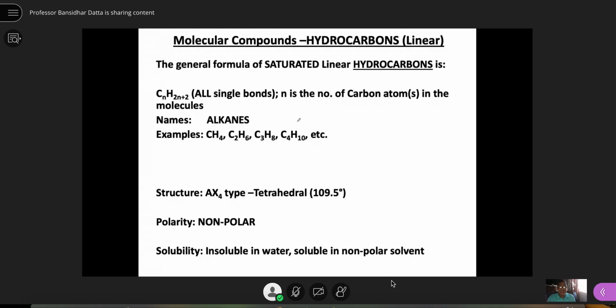Saturated hydrocarbons are the linear or cyclic hydrocarbons. They have all single bonds, meaning the alkanes. The name is alkanes, and they have the general formula CnH2n plus 2. That is CH4 methane, C2H6 ethane, C3H8 propane, butane, etc., right? And the structure is tetrahedral, 109.5 degrees, and they are non-polar, therefore they are not soluble in water.